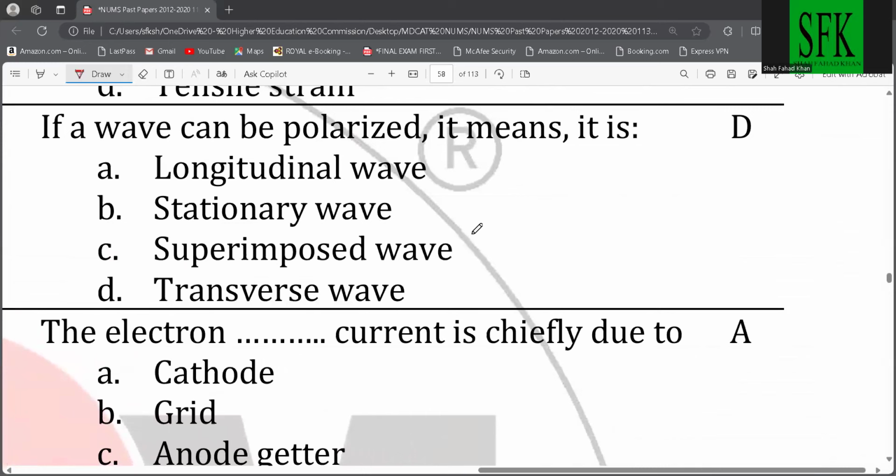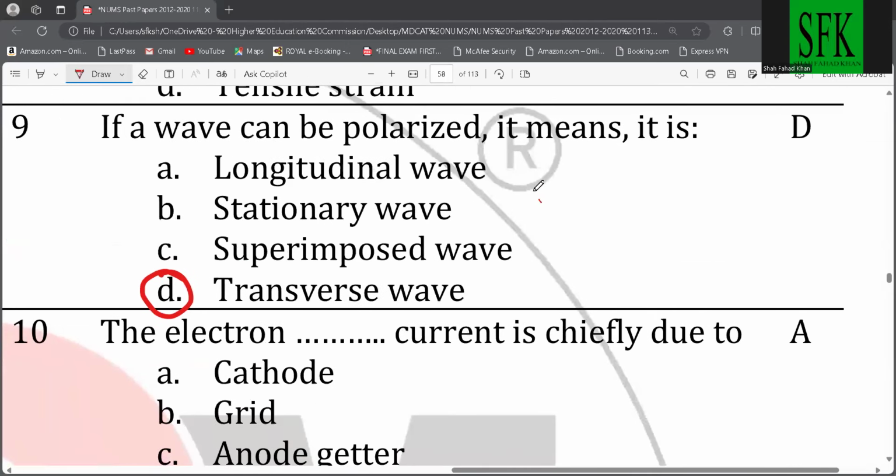If a wave can be polarized, then that means it has to be a transverse wave. Okay, longitudinal waves are not polarized. This is an important question, has been tested a number of times.